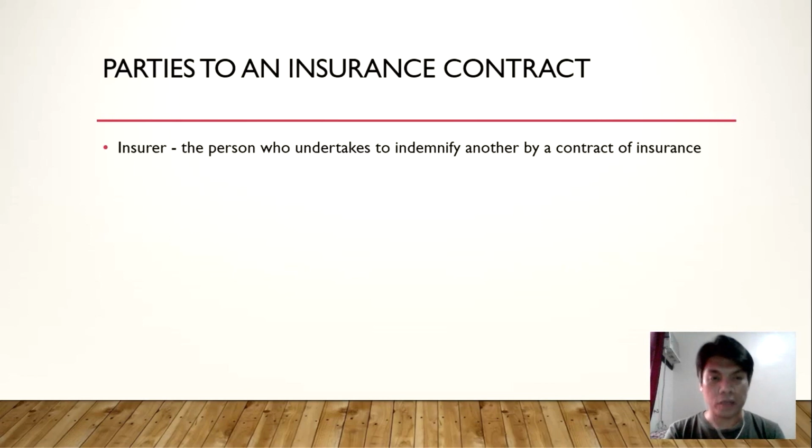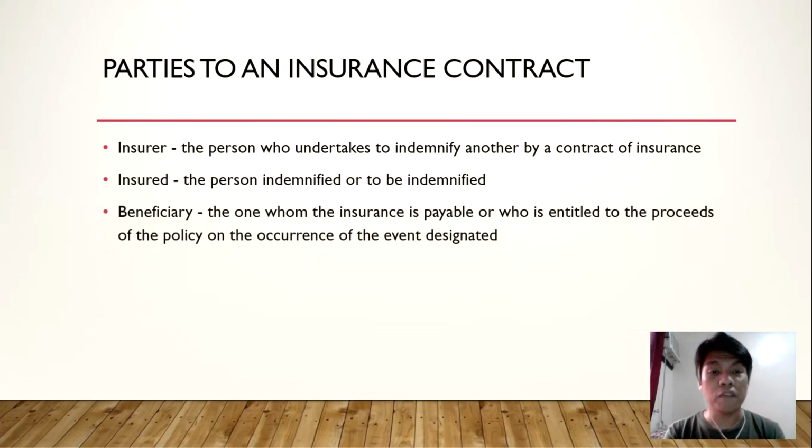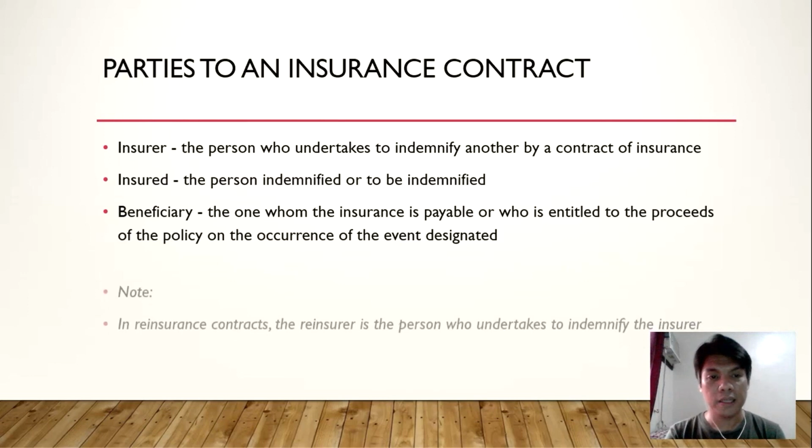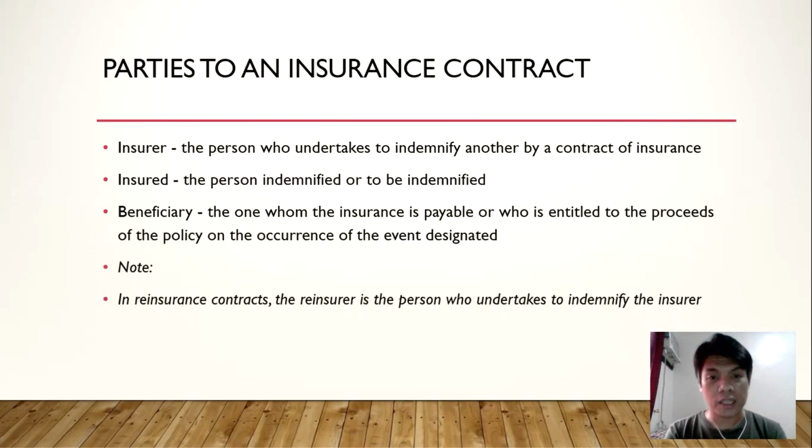First, the insurer, the person who undertakes to indemnify another by a contract of insurance. Next, the insured, the person indemnified or to be indemnified. Third, the beneficiary, the one to whom the insurance is payable or who is entitled to the proceeds of the policy on the occurrence of the event designated. Note that in reinsurance contracts, the reinsurer is the person who undertakes to indemnify the insurer. Clearly, the insurer in the original policy becomes the insured in the reinsurance contract.